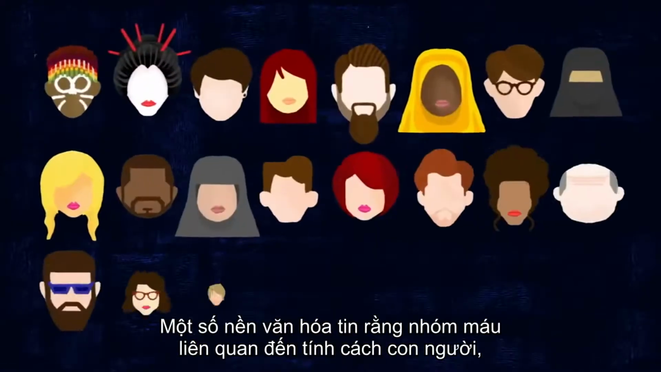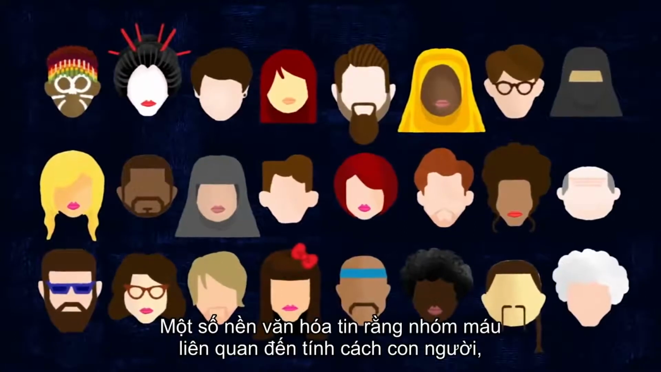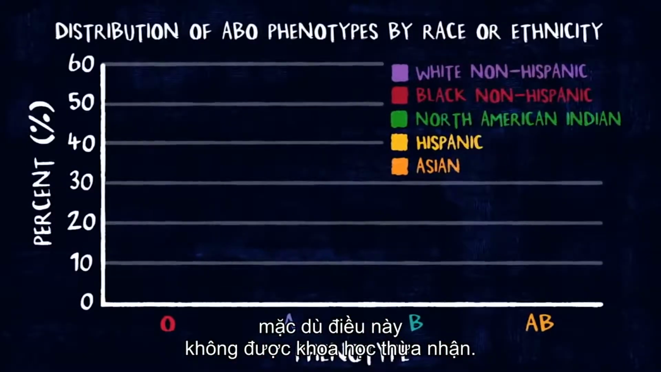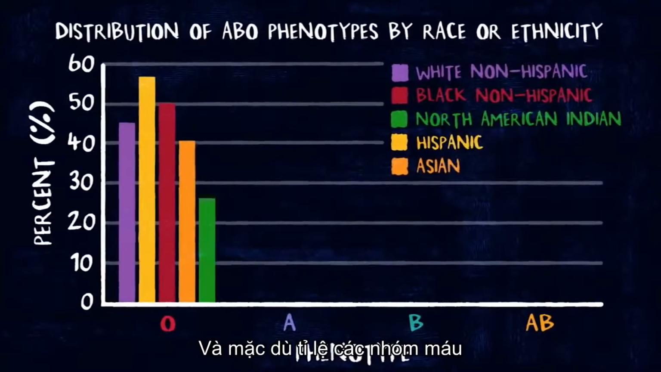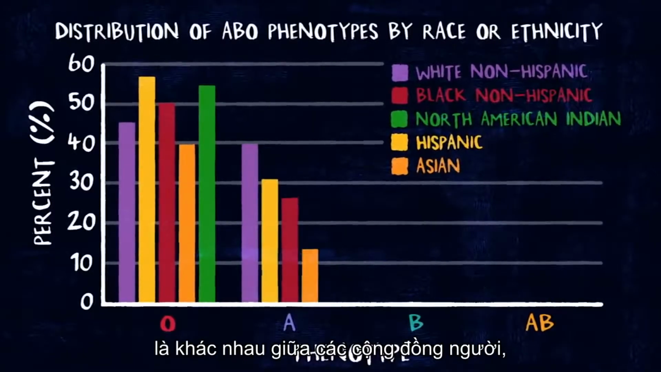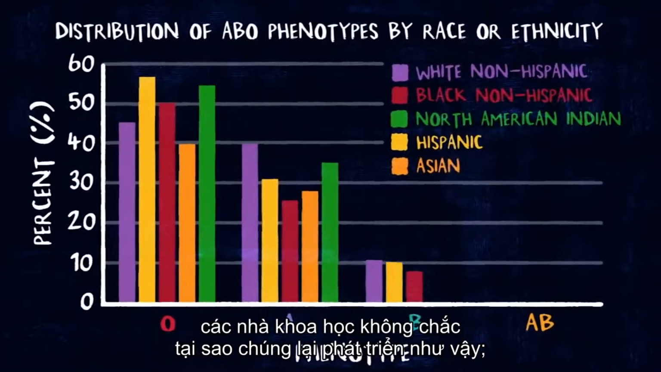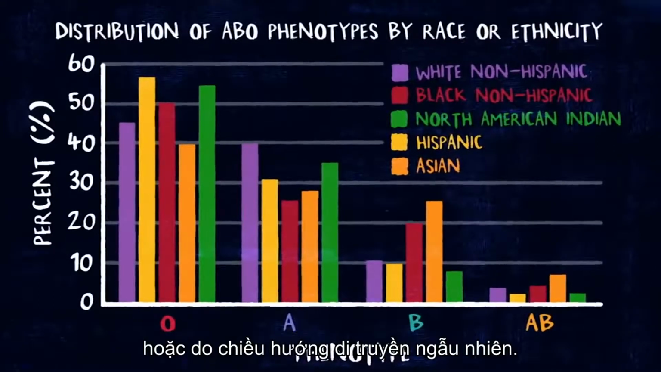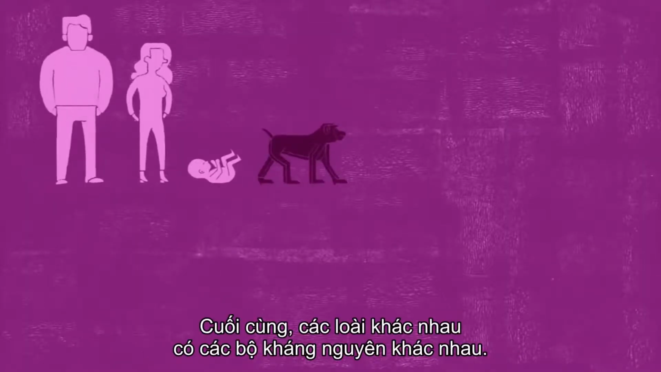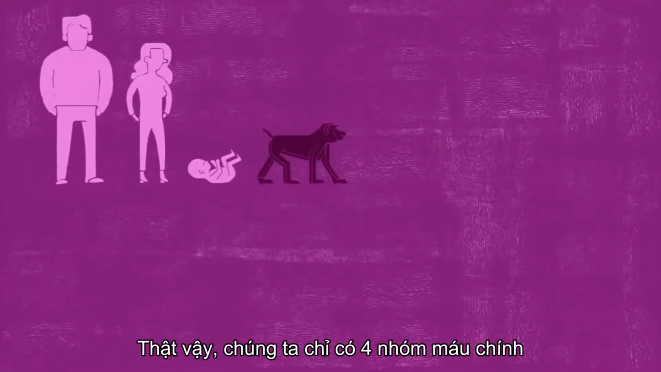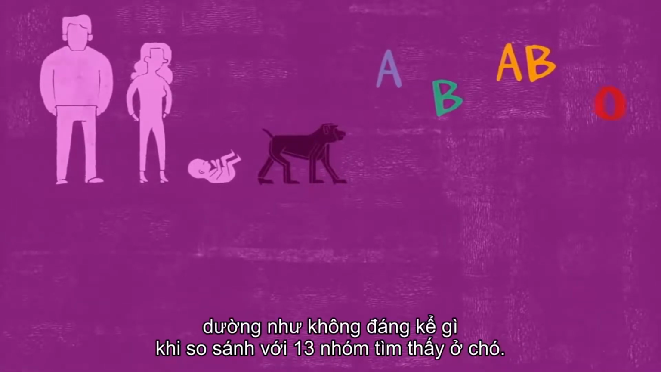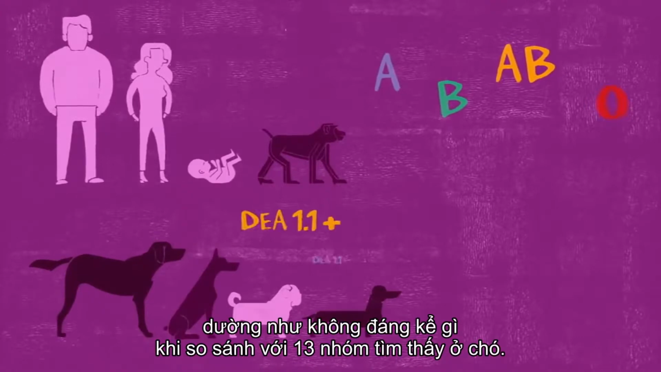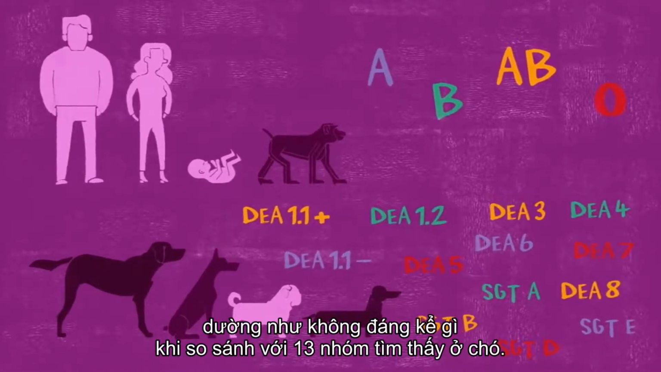Some cultures believe blood type to be associated with personality, though this is not supported by science. And though the proportions of different blood types vary between human populations, scientists aren't sure why they evolved, perhaps as protection against blood-borne diseases, or due to random genetic drift. Finally, different species have different sets of antigens. In fact, the 4 main blood types shared by us apes seem paltry in comparison to the 13 types found in dogs.